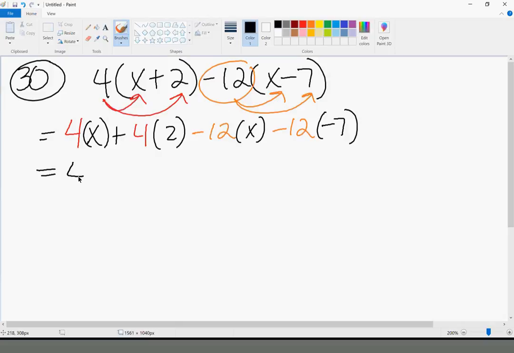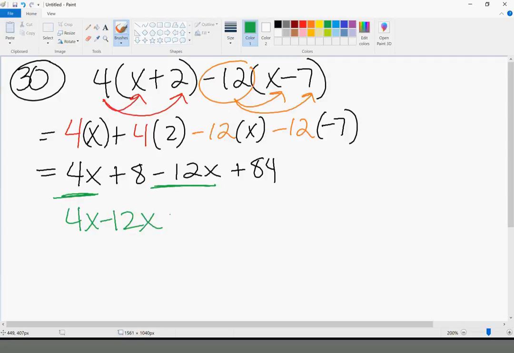Okay, so 4 times x is 4x. 4 times 2 is 8. Negative 12 times x is negative 12x. And then negative 12 times negative 7 is positive 84. Okay, so now we want to combine like terms. So we have 4x minus 12x. And then we have 8 plus 84.